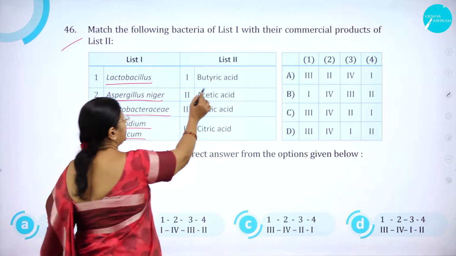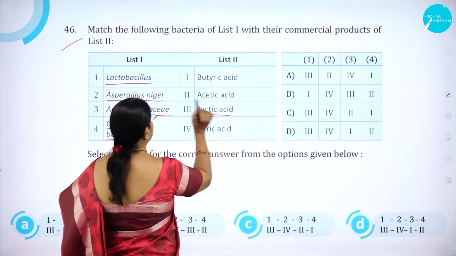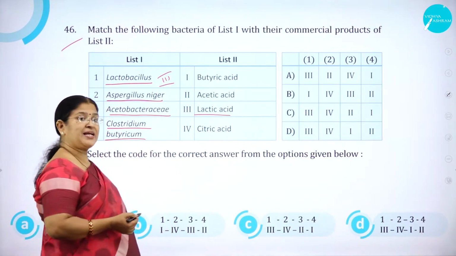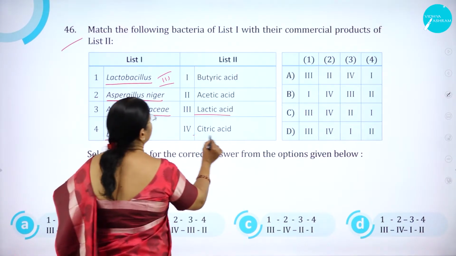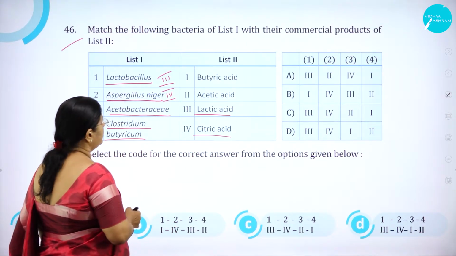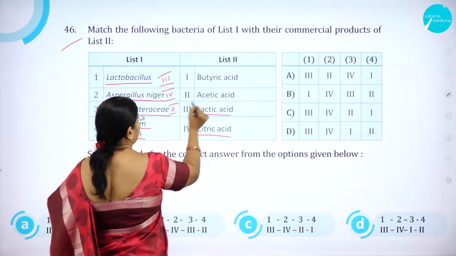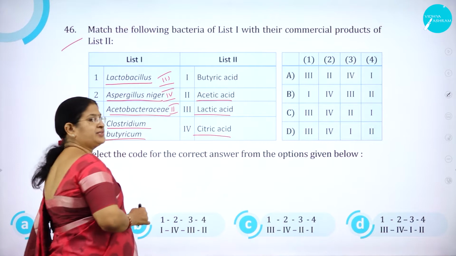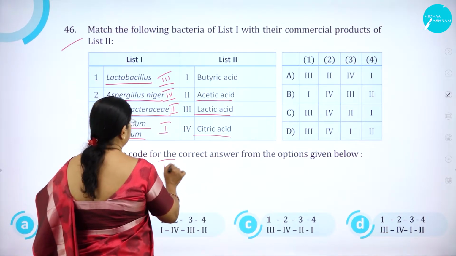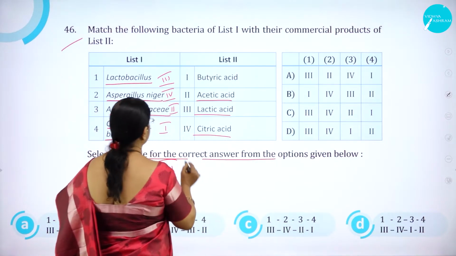Here butyric acid, acetic acid, lactic acid, citric acid. Lactobacillus, lactic acid. Aspergillus niger, extraction of what? Citric acid. Then Acetobacteriaceae, acetic acid. Then Clostridium butyricum, butyric acid. Select the code for the correct answer from the options given below.